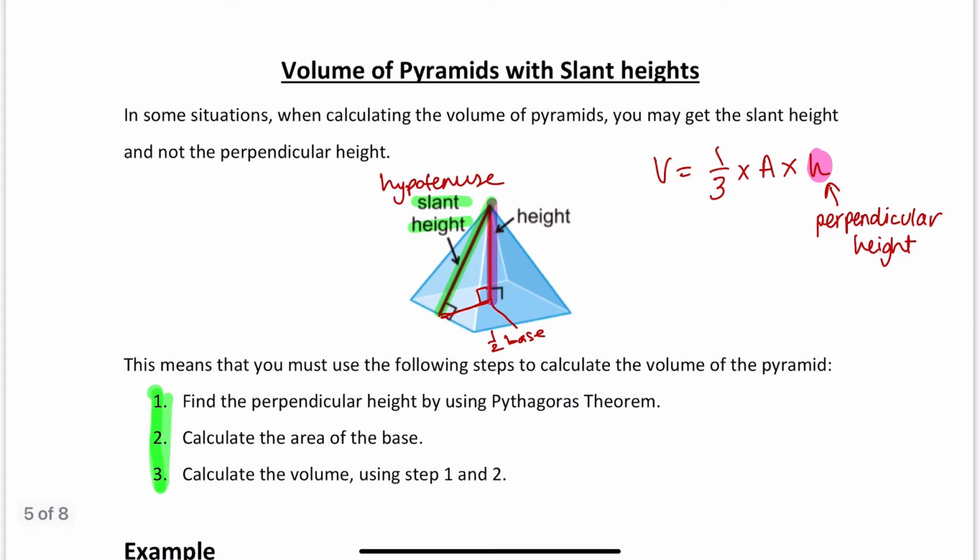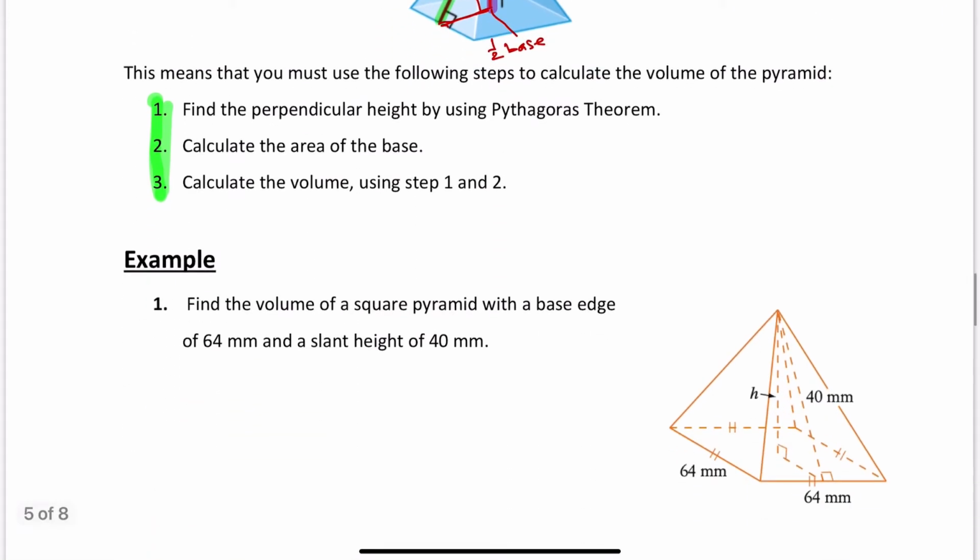theorem. We're going to go through an example just to show you how that works, and then you have to follow the main steps of finding the volume of a pyramid. So you need to find the area of the base, and then you need to find the volume using both the perpendicular height and the area of the base. Okay, so let's have a go at an example.